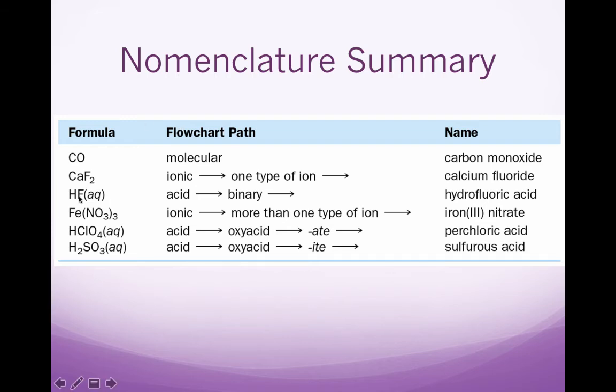If we look at here, this is HF. This is an acid. It's binary, so we have hydrofluoric acid. Here we have HClO4. It's an acid with an oxyacid that ends in ate. So we have perchloric acid. Here we have H2SO3. This is an acid. It's an oxyacid. The oxyanion ends in ite. So you have sulfurous acid.